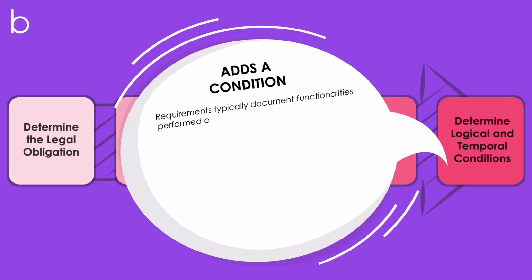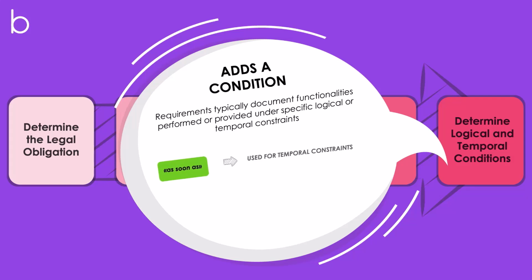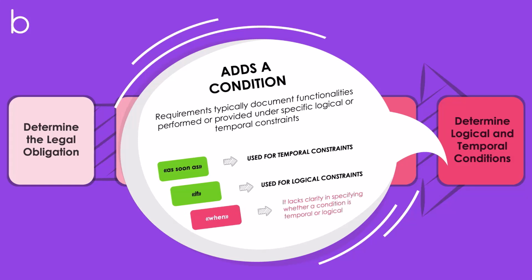Requirements typically document functionalities performed or provided under specific logical or temporal constraints. To distinguish between these conditions, the temporal conjunction, as soon as, is used for temporal constraints, while the conditional conjunction, if, is used for logical constraints. And the conjunction when should be avoided as it lacks clarity in specifying whether a condition is temporal or logical.